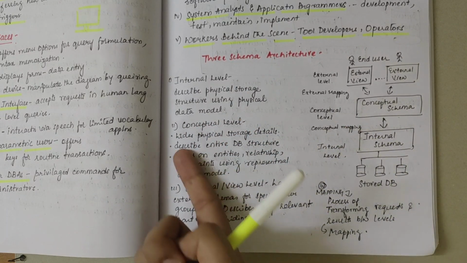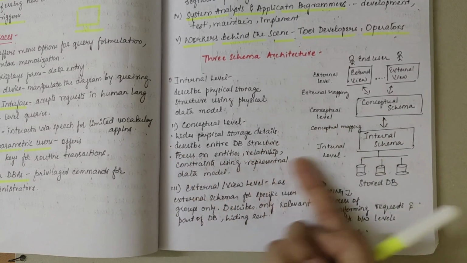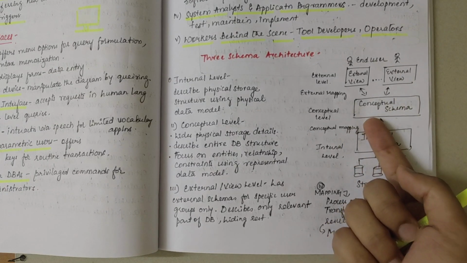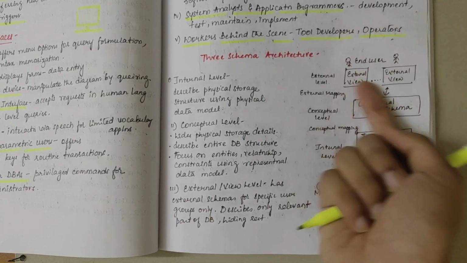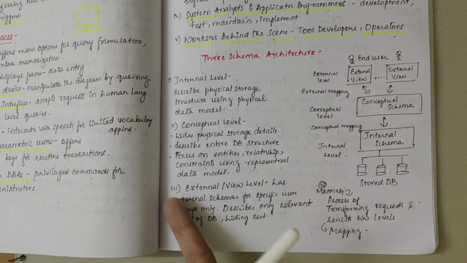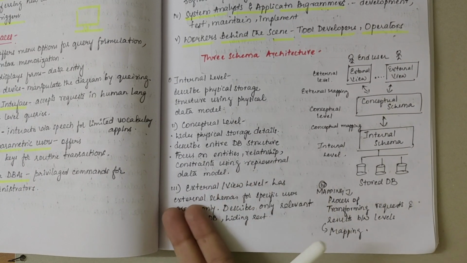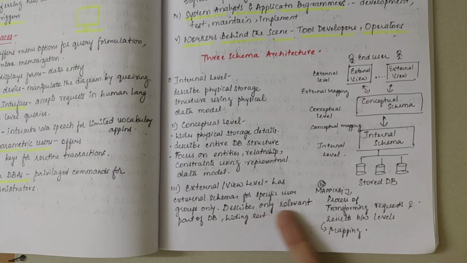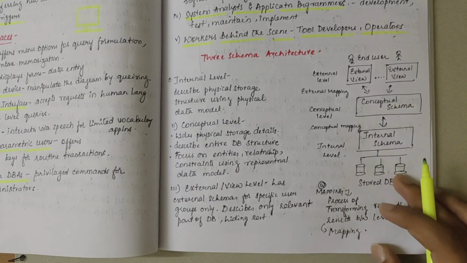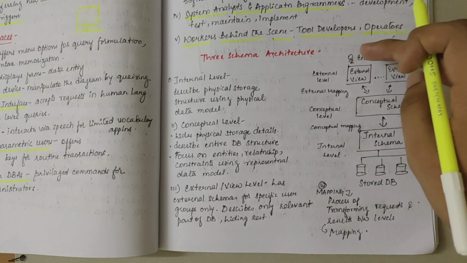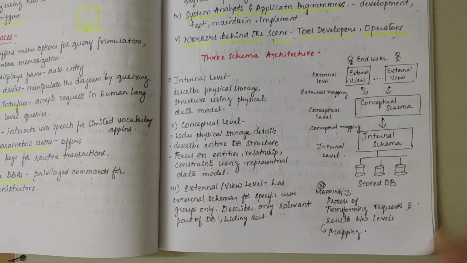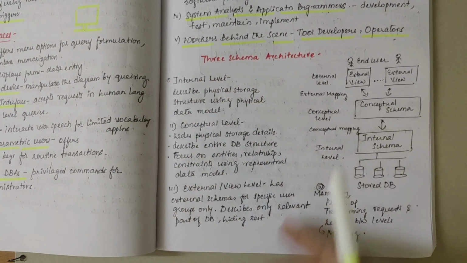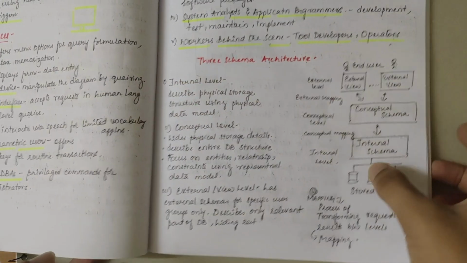Then coming to conceptual, it hides the physical storage details. It describes the entire database structure. It focuses on entities and relationship constraints using a representational database model. Then coming to the topmost part, here we have the external view, or the view level. It has external schemas for specific user groups only. It describes only the relevant part of the database, hiding the rest. The process of transforming requests from one schema to another schema is called mapping. I have tried to explain 3 schema architecture in a pretty simple way.